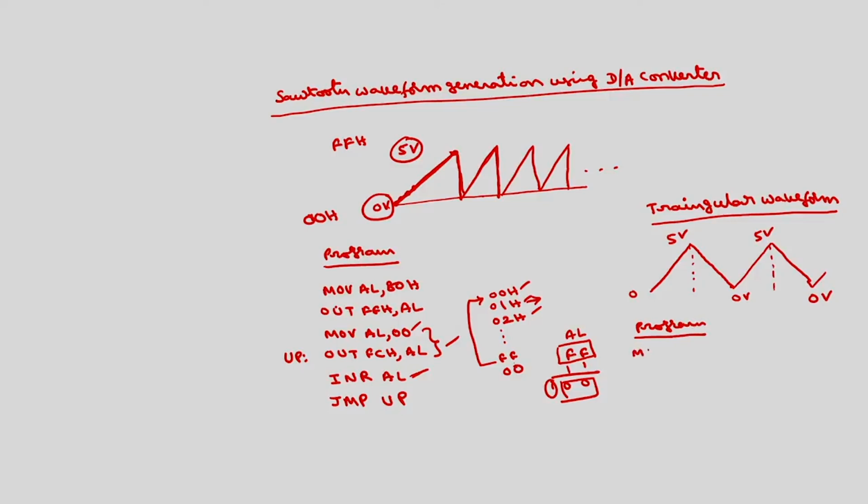First 2 instructions are same, move AL comma 80H, out FFH comma AL, then move AL comma 00. So, you will get this point 00, and you have to increase. So, you have to output this first of all, out port A FCH comma AL.